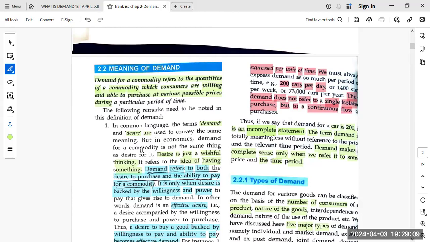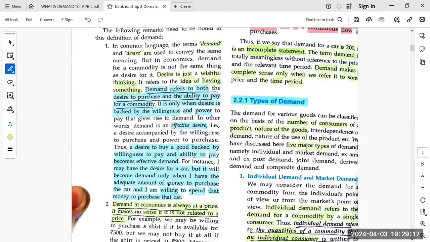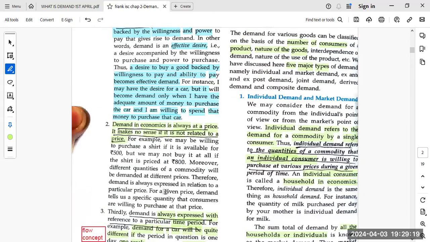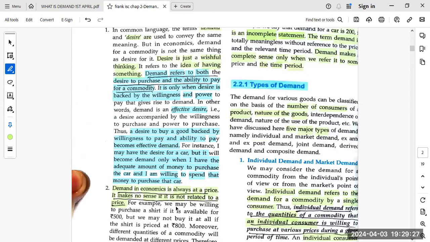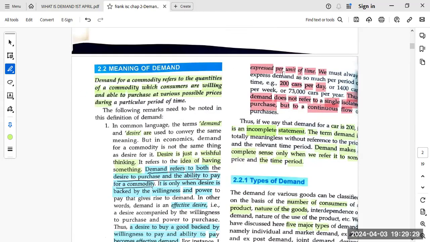Later this thing will get clear. So as for now, and as for a 2-mark answer, you have to write this whenever it is asked, because this is a very important thing. What is flow concept? Flow is any variable. So you have to write this whole sentence as it is. Flow is any variable which is expressed per unit of time.